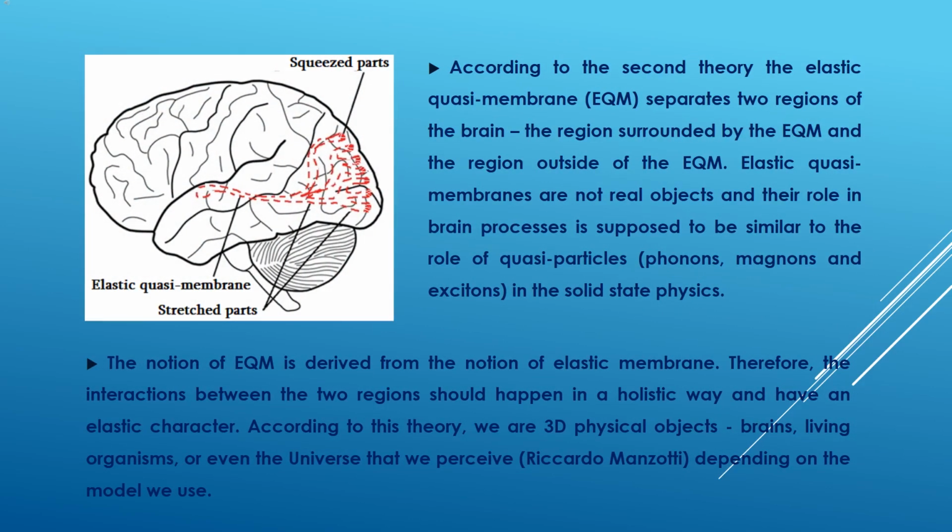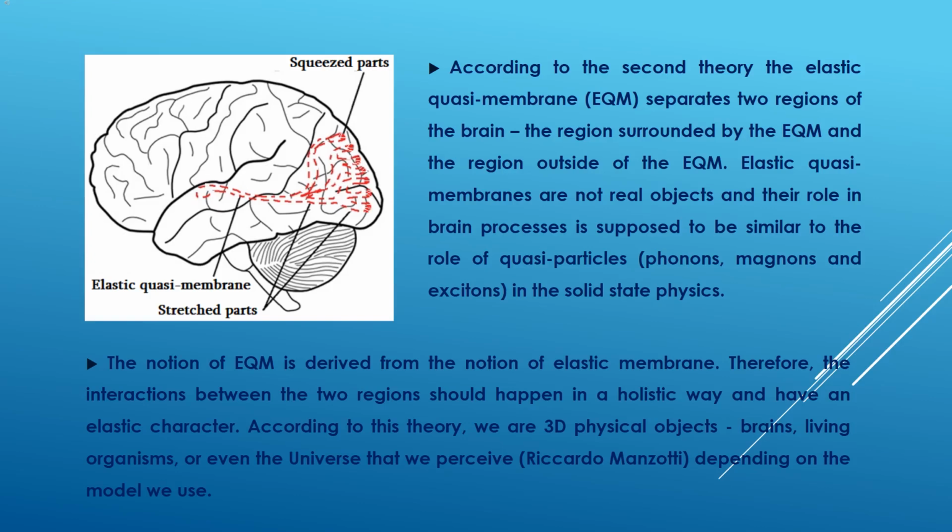Each elastic membrane may be also treated as an elastic quasi-membrane, EQM, a quasi-object associated with the holistic field produced by the selected elastic membrane. But in the case of an EQM, we suppose that the field is produced by the perceiving object. According to the EQM concept, we are three-dimensional physical objects, for example, brains, living organisms, or even the universe that we perceive, depending on the model we use.